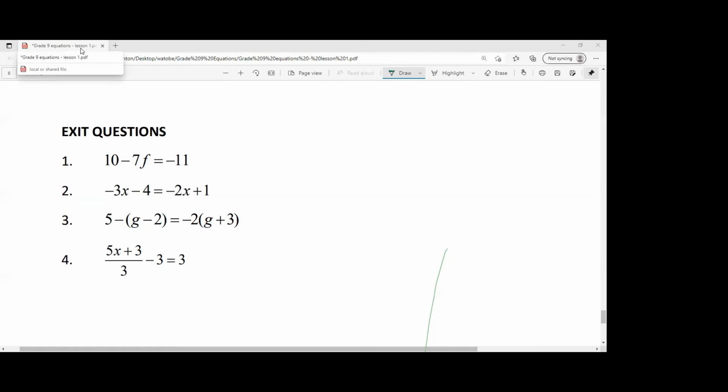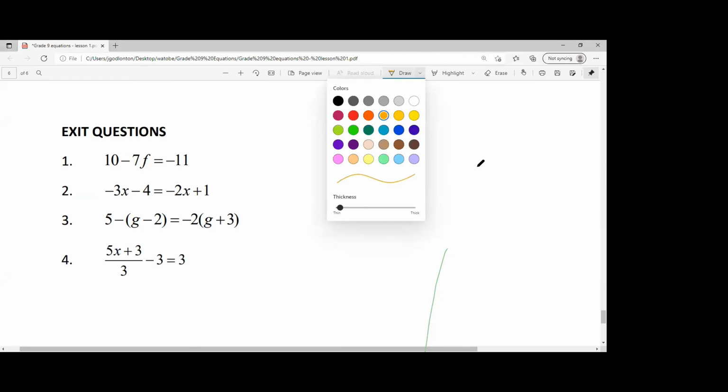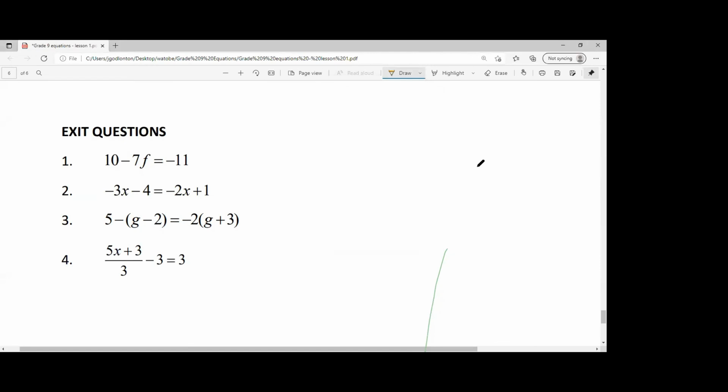Okay, let's start going through these. So, Adaora, which question would you like to talk us through? Number 1, ma'am. Okay, great. Tell me what I could do for number 1. Okay, so you say 10 minus 7f. Yep. 10 minus 7f is equal to 11 minus 11.